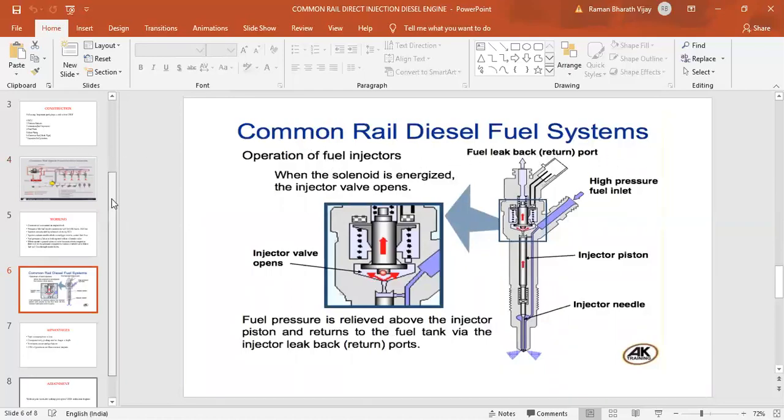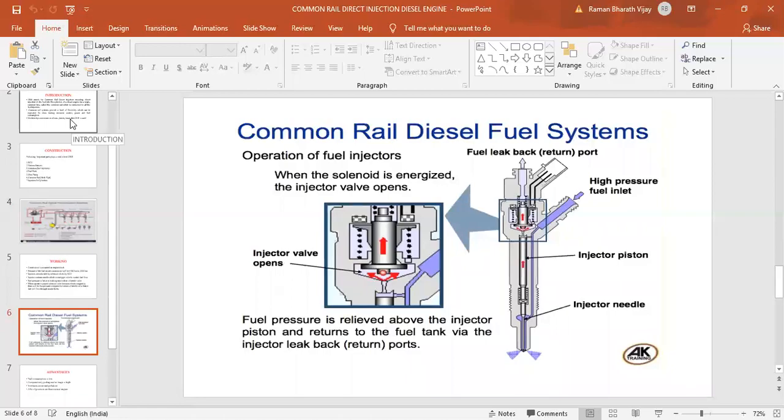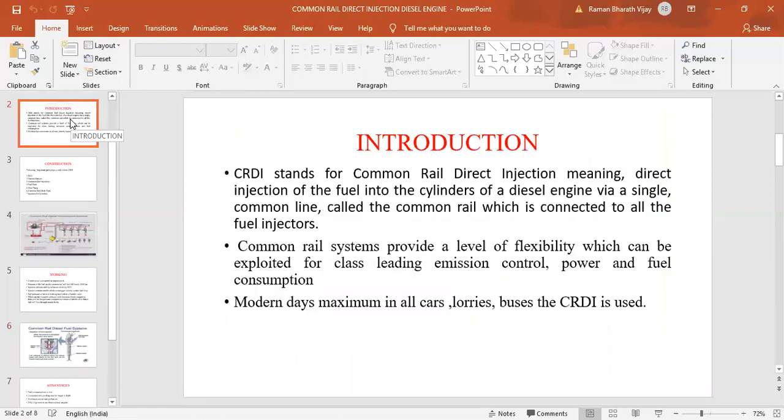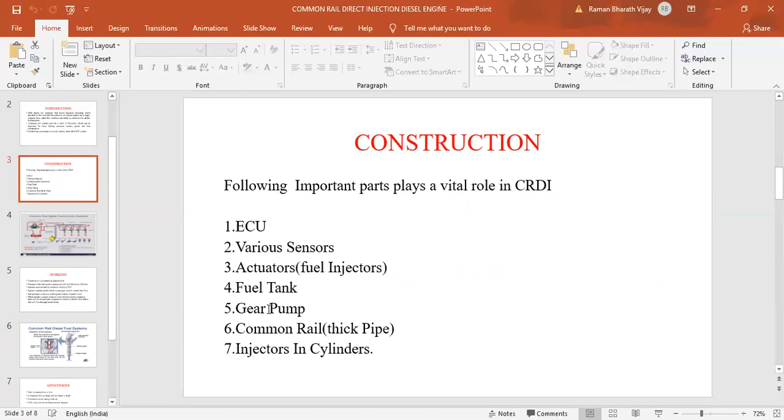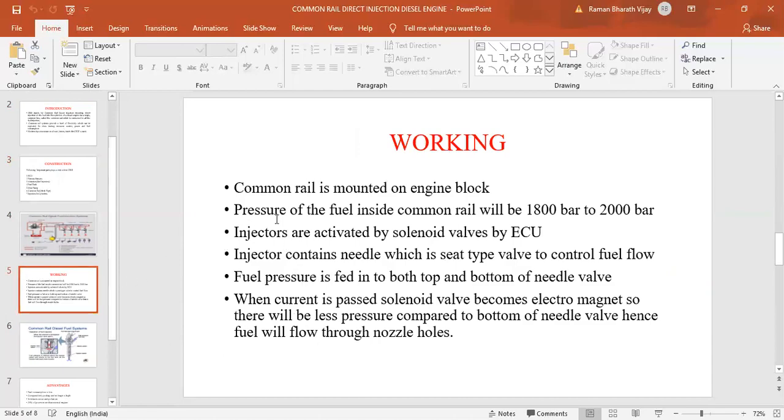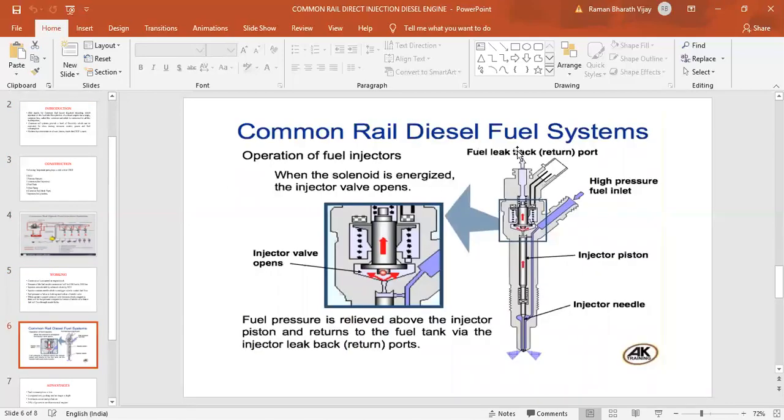So we will have a glimpse of CRDI. CRDI is a common rail direct diesel fuel injection system and it has 7 parts which play a vital role: sensors, actuator, ECU, fuel tank, air pump, thick pipe which is called the common rail, and injectors. The working is very simple. The pressure is 1800 to 2000 bar. When the current is passed, the solenoid is energized, fuel returns to the fuel tank, pressure will be low there, so the piston moves up and fuel is injected. This is the working of common rail diesel fuel systems.